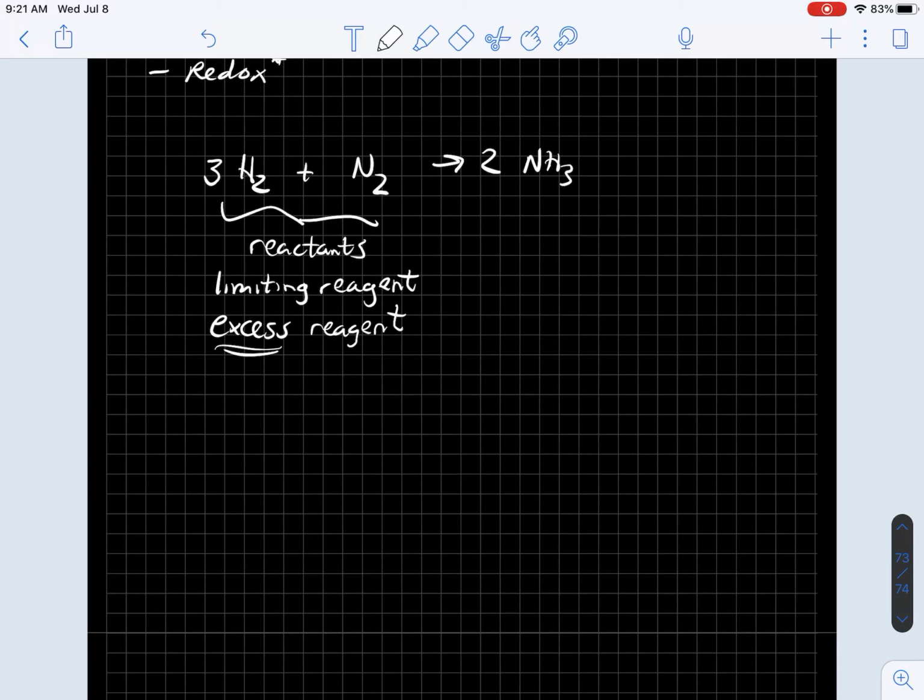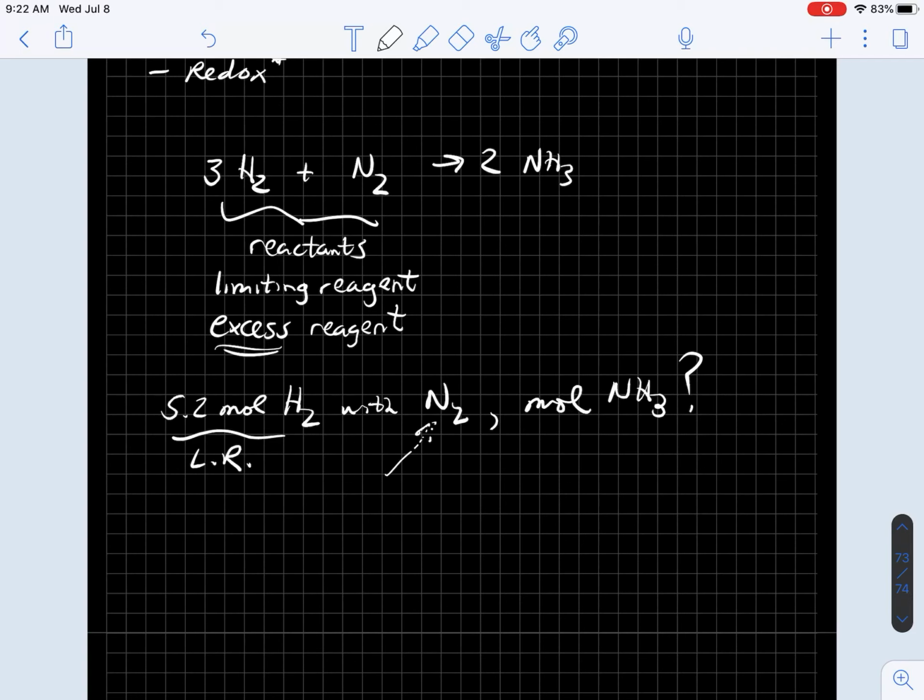For instance, they may say something like, all right, let's run this reaction where we have 5.2 moles of hydrogen, and we're going to react it with nitrogen. They want you to predict how many moles of ammonia will be produced. Okay, well, we know that hydrogen is the limiting reagent here. How do I know it's the limiting reagent? Because it's the only one that's mentioned. And when they mention the other chemical without giving you an amount, that means automatically this is the excess reagent. So it's the limiting reagent that determines how much product you get.